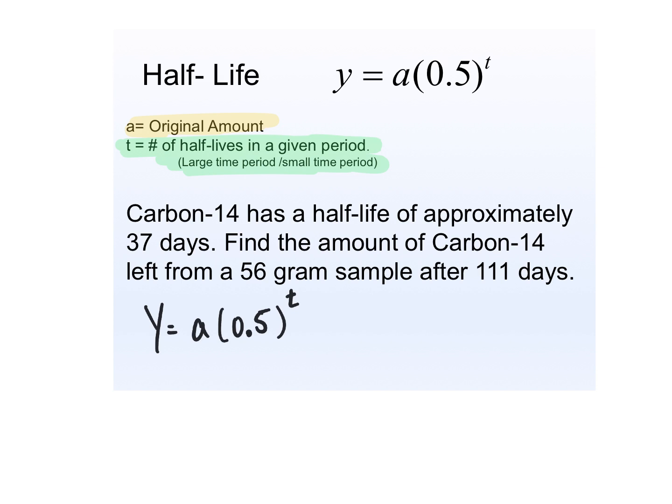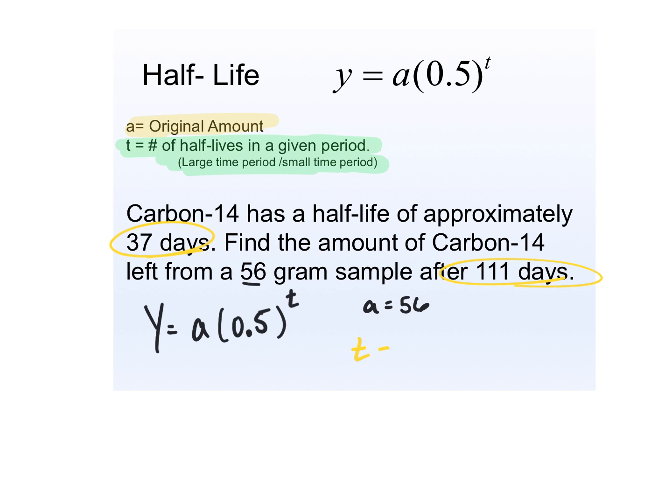Well, here are the things you need. You need A, your initial value. So how many of the sample do you start with? Well, how many did we start with? 56. And then here's the part that's a little bit different. To find your T, it's not just going to be 37 days or 111 days.